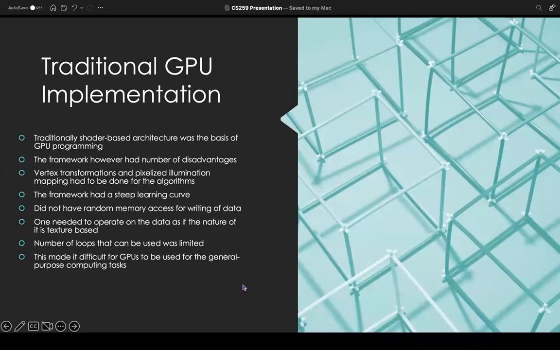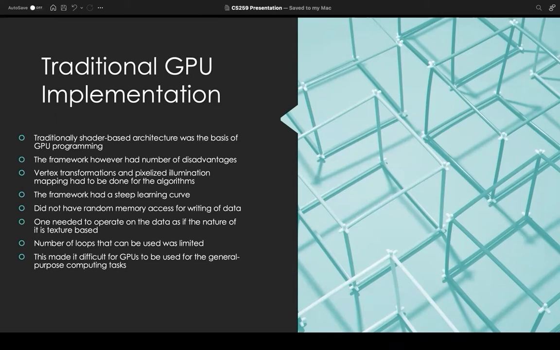Moving on to the traditional GPU implementation, by tradition, the shader-based framework was the basis of GPU programming. The framework, however, had a number of disadvantages. Vertex transformations or pixelized illumination mapping had to be done for the algorithms. The framework itself had a steep learning curve and a robust knowledge of pipelines and their rendering, and also a background in graphics programming was required.